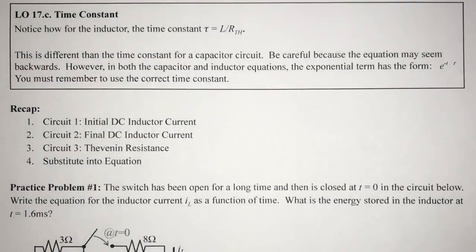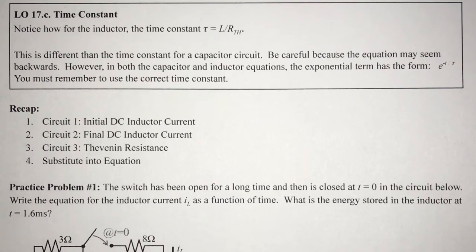Notice how for the inductor the time constant tau is equal to L over R Thevenin. This is different than the time constant for the capacitor circuit, which was R Thevenin times C. Be careful because the equation may seem backwards. However, in both the capacitor and inductor equations, the exponential term has the form e to the minus t over tau. Let's recap the steps for finding the inductor current as a function of time.